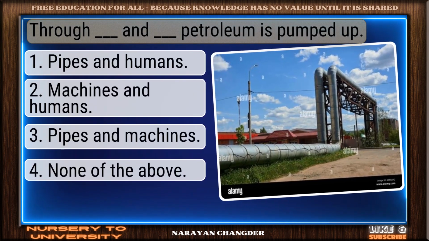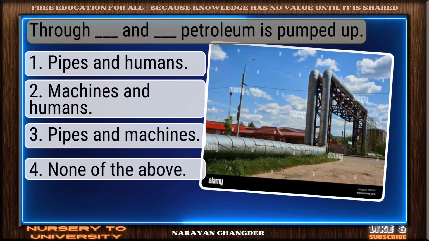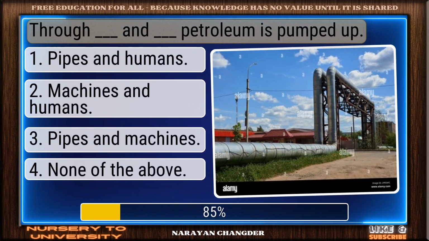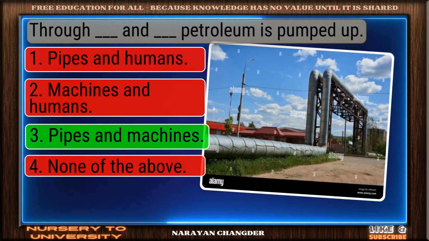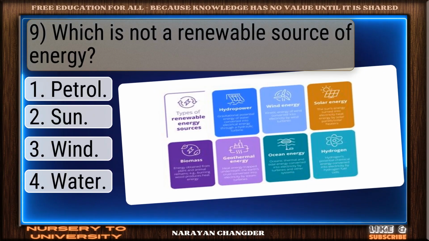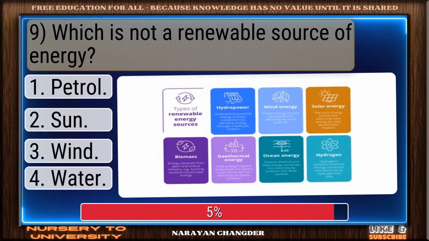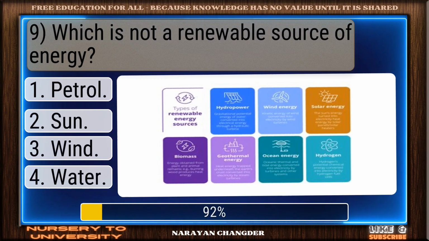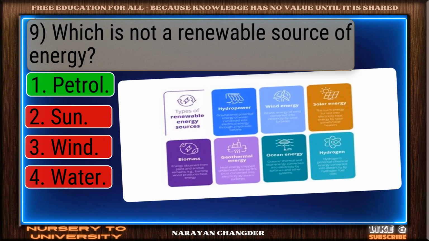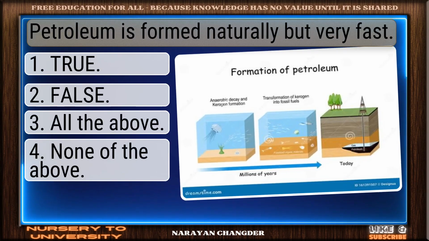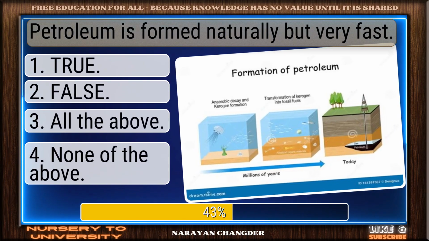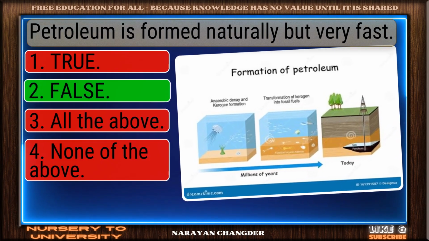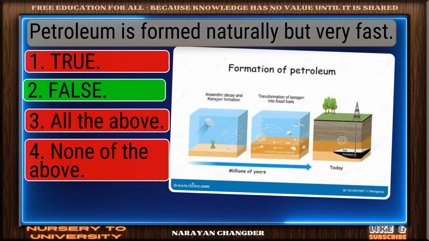Through dash field and hand dash, petroleum is pumped up. Excellent. Pipes and machines is a brilliant choice. Which is not a renewable source of energy? Valid point. Petrol is true. Petroleum is formed naturally but very fast. Good thinking. False is the right answer.